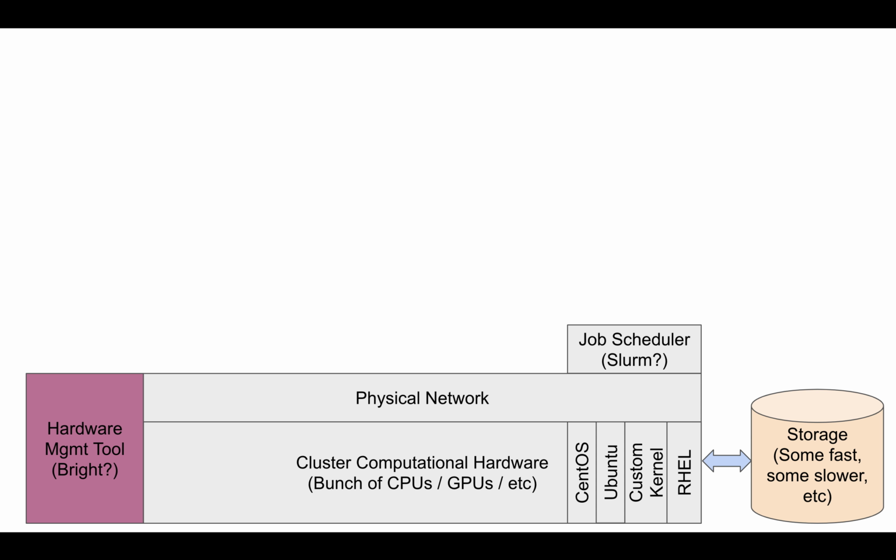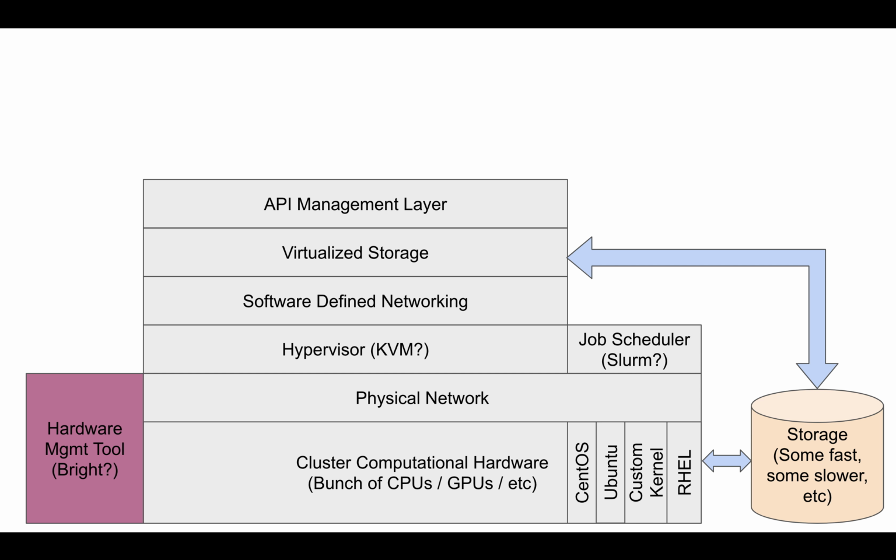So I'm going to move the job scheduler stuff over to the right-hand side. The basic cluster stuff, we're going to put on hold for a moment. And instead, I'm going to throw in a whole bunch of virtualization stuff. On top of our physical hardware and our physical network, we're going to throw in a hypervisor, whatever that ends up being, KVM. Obviously, there's a whole bunch of them. Some kind of software-defined networking, virtualized storage. And then we need some kind of an API management layer that sits on top of all this stuff so that you can dynamically provision and reallocate all of these things on the fly as needed.